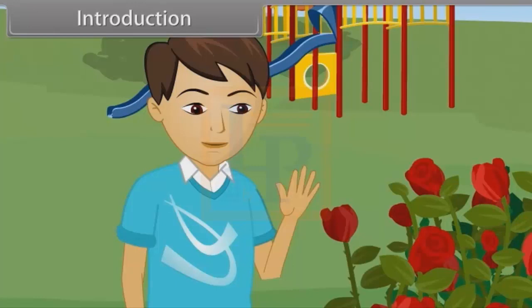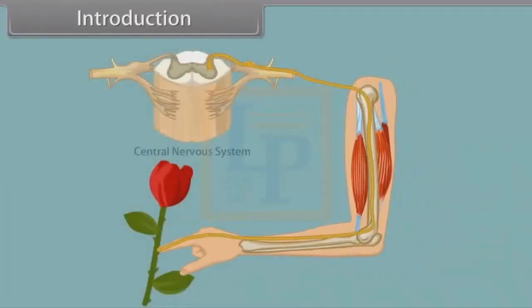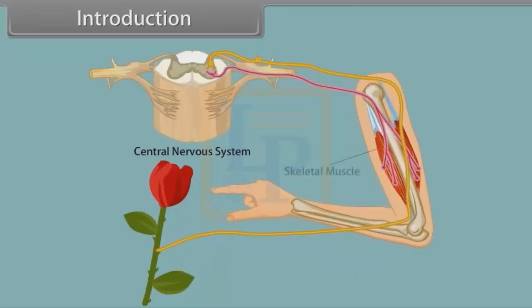What happened to him? Let's see more closely. When he touches the stem of the flower, the thorn on it pinches him and sensors detect stimuli present below the skin, and this stimuli passes to central nervous system, and in response the skeletal muscles contract and he withdraws his hand. So, throughout this module, we learn neural control and coordination.